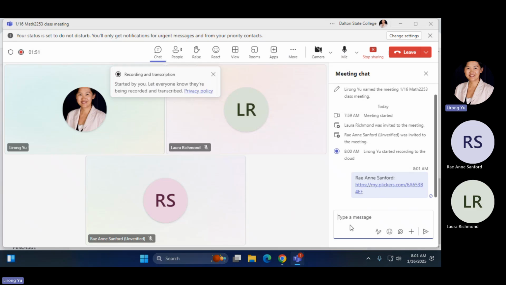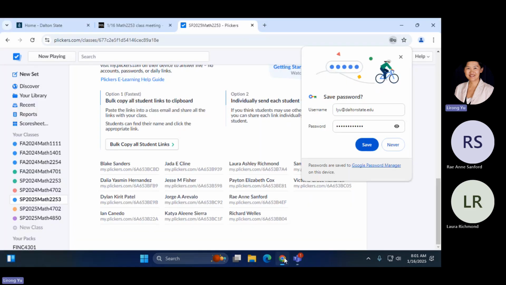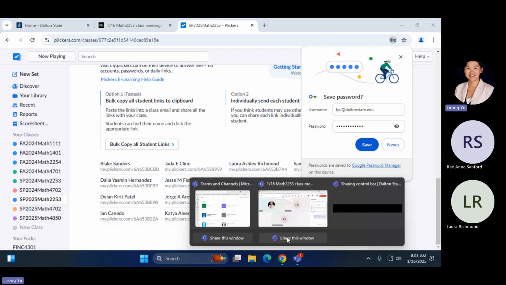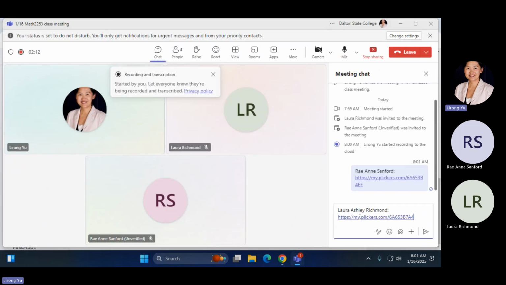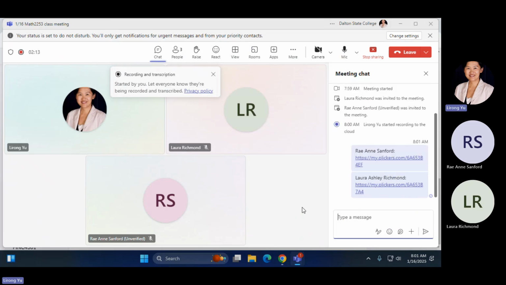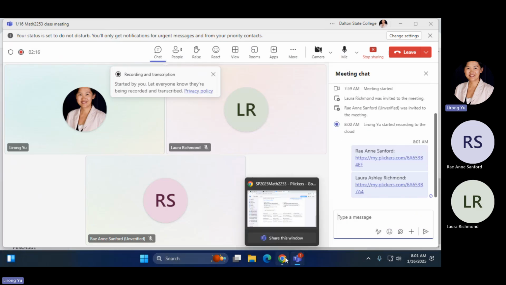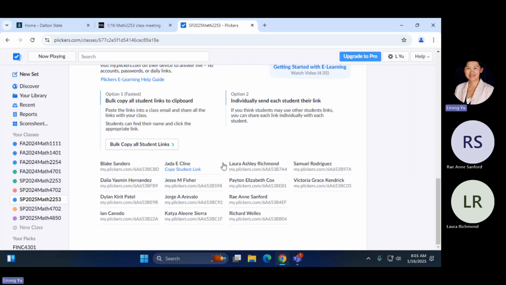Laura, do you still have your Quaker link? I hope you bookmarked your link from yesterday. Let's try to bookmark the link when I send it to you, so that each time you log in, you should already be in Quaker link.